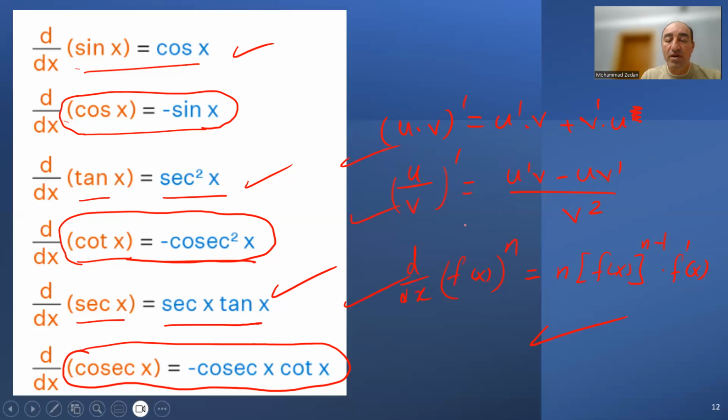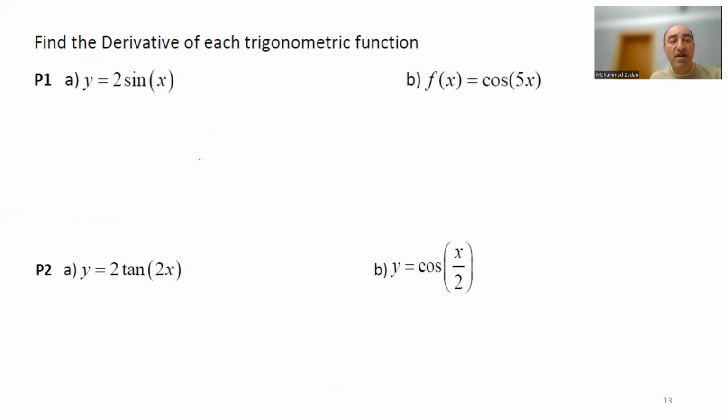Let's start. Are you ready? Let's go. Question number 1. Find the derivative of trigonometric function. A, y equal to sine x. So y prime equal to derivative of sine, which is cosine x. That's it. Quite easy.